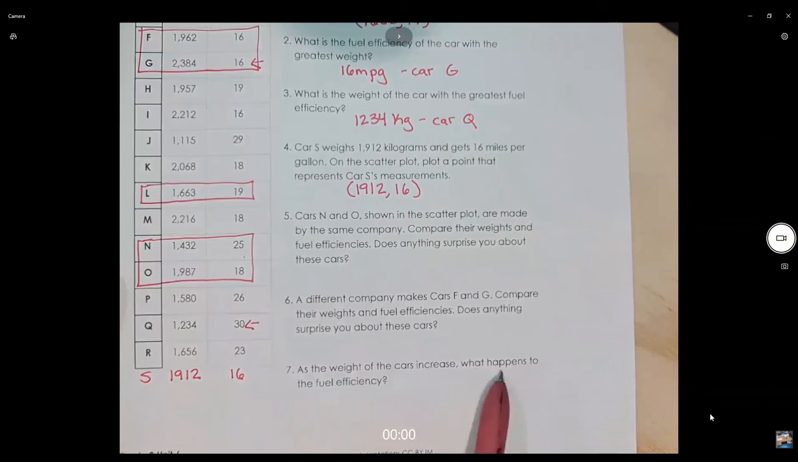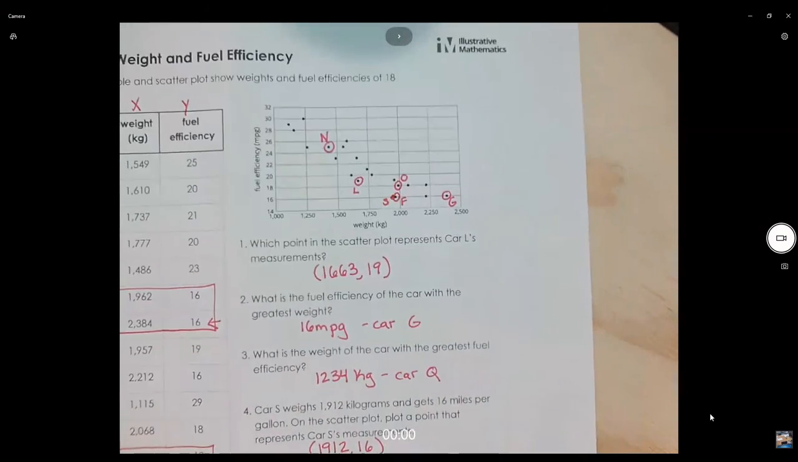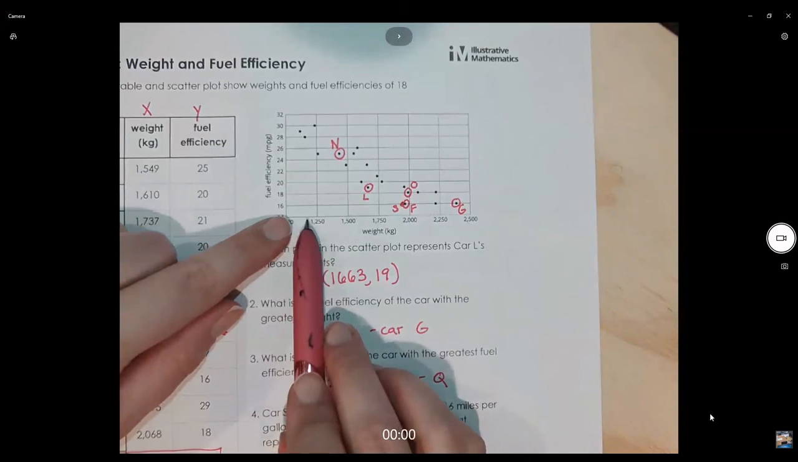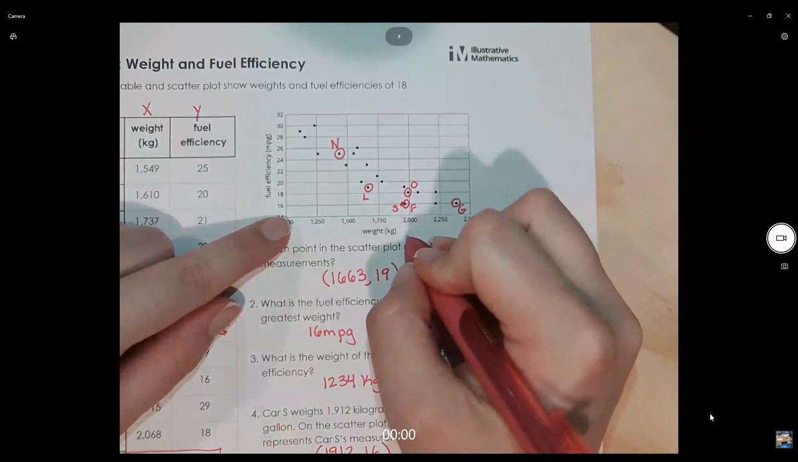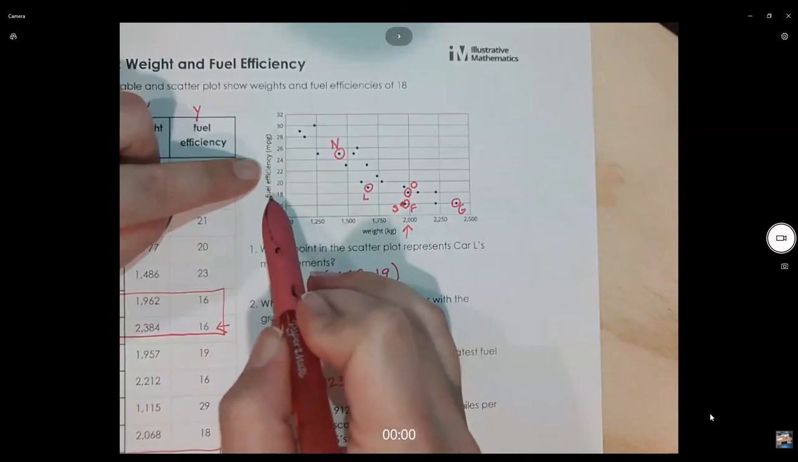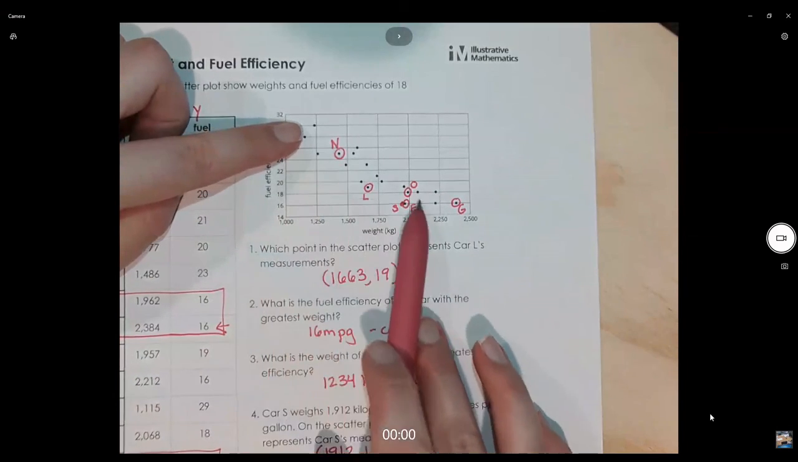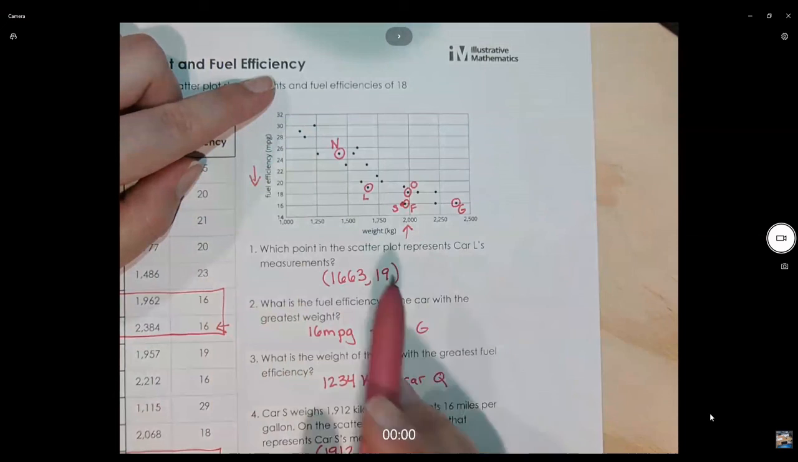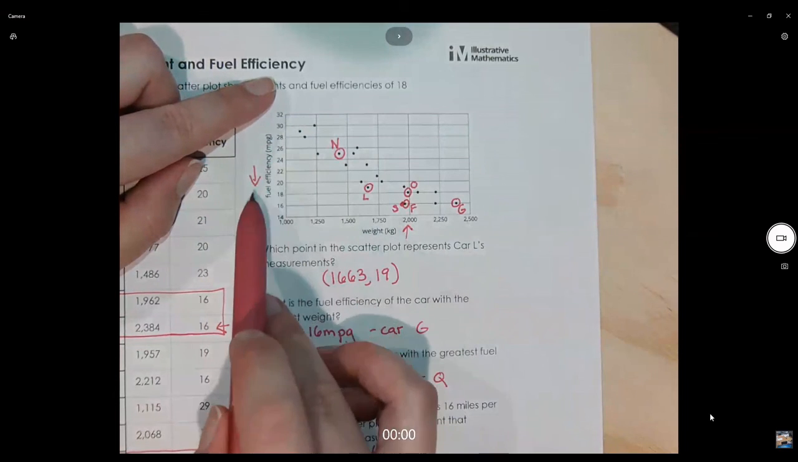As the weight of the cars increases, what happens to the fuel efficiency? We've talked about it a little bit, but as the weight is going up, the fuel efficiency is actually dropping. It's decreasing. So we could say as weight is increasing, fuel efficiency is decreasing.